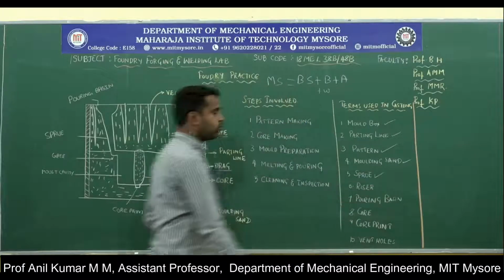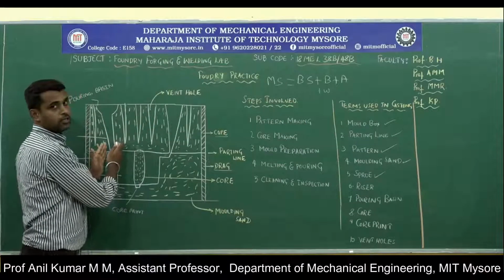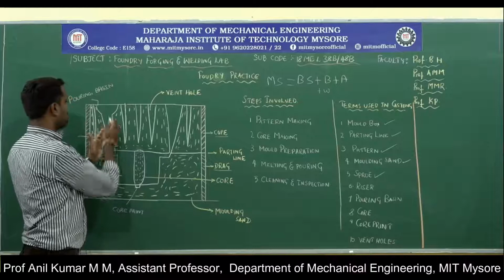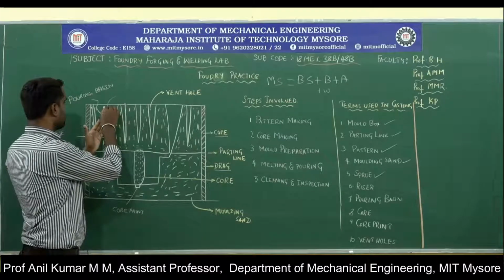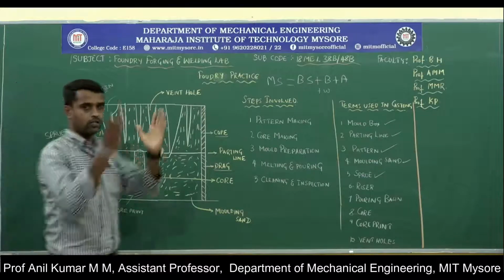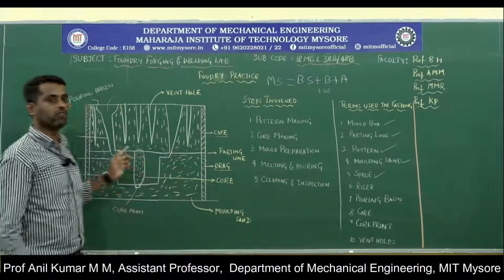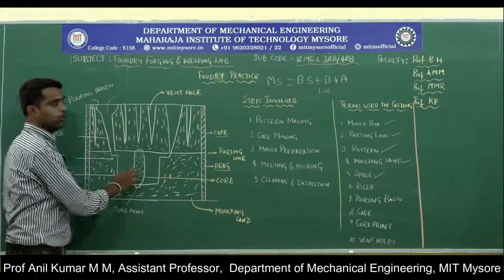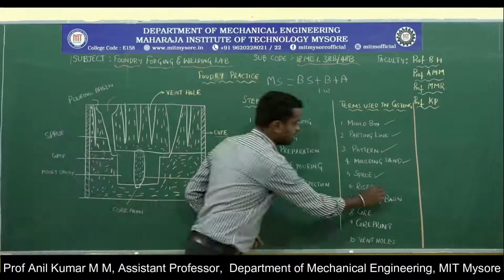Next, sprue. Sprue is a vertical passage provided in the mold. Through the sprue, the molten metal enters from the pouring basin into the mold cavity. That is called the sprue. Sprue is a vertical passage through which the molten metal flows from the pouring basin to the mold cavity.